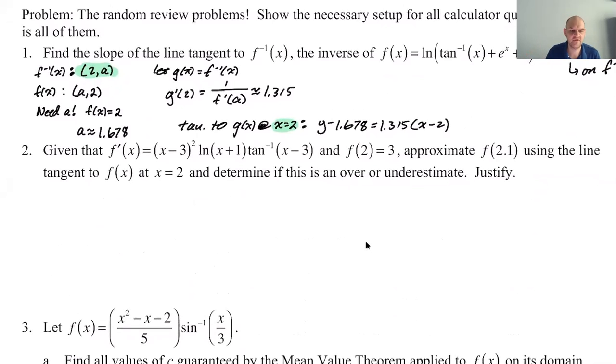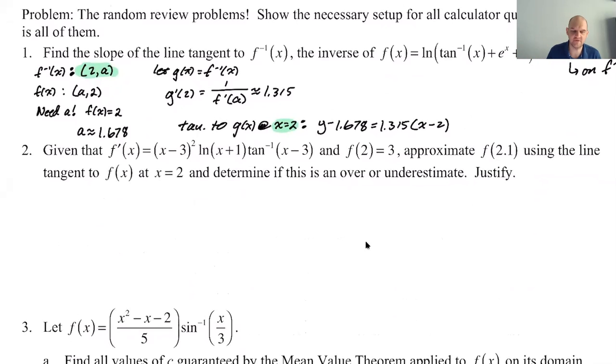Let's do this one. Given that f prime is the quantity x minus 3 squared, times the natural log of the quantity x plus 1, times the arctan of the quantity x minus 3. This has to be a calculator problem. And f of 2 is equal to 3. Approximate f of 2.1 using the tangent line, determine if this is an over or underestimate, and justify.